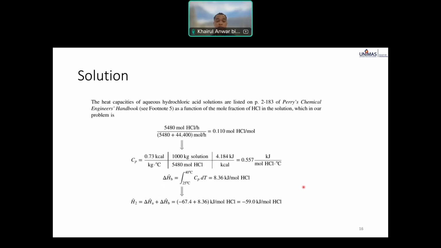Then the heat capacity of aqueous hydrochloric solution is listed in the Chemical Engineers' Handbook as a function of the mole fraction of HCl in the solution, which in our problem is... okay. So the calculation for delta HB here, especially Cp for hydrochloric acid.